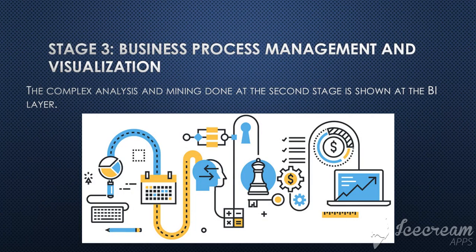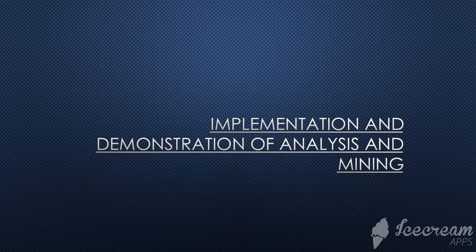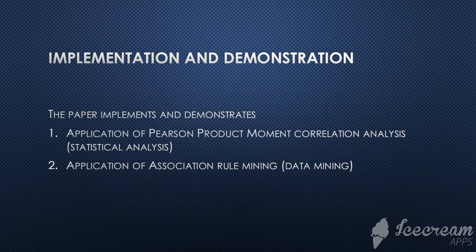At the third stage, which is the business process management and visualization stage, the complex analysis and mining done at the second stage is shown at the BI layer. Finally, the implementation and demonstration. In the paper we talked about, they first show the application of Pearson product moment correlation analysis, and then secondly they show the association rule mining, which is a data mining technique. And they do this on a real-time application on the same system.